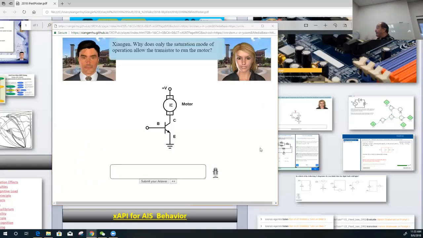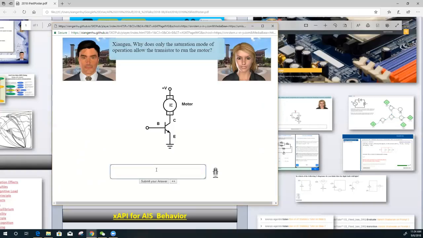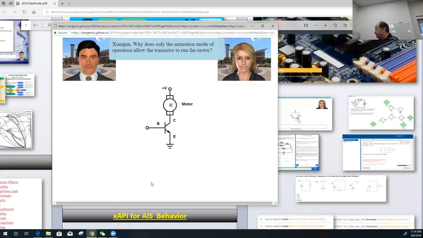Okay, did you see that? That's actually this example, right? So I just say, I have no idea. Which is the common response. Let's work through it together. Let's try this together, Xiangen. If the transistor works as a closed switch, how does it run the motor?